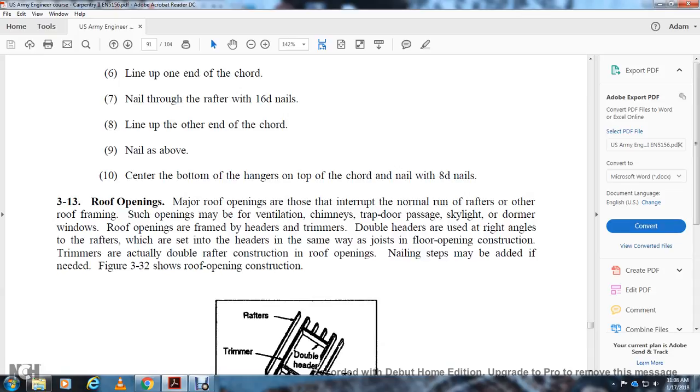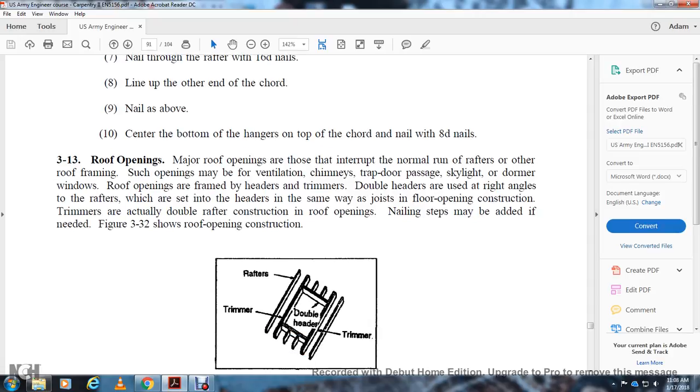Roof openings. Many roof openings interrupt the running of the rafters of the roof frame. Some of them may be ventilation, chimney, trapdoors, skylight, dormer windows. Roof opening frames use headers, trimmers, and double headers at right angles to the rafters, or set in headers the same way as joist floor opening construction, with trimmers or double rafter construction. Roofing openings steps may be added if needed. Figure 332 shows the roof opening structure.